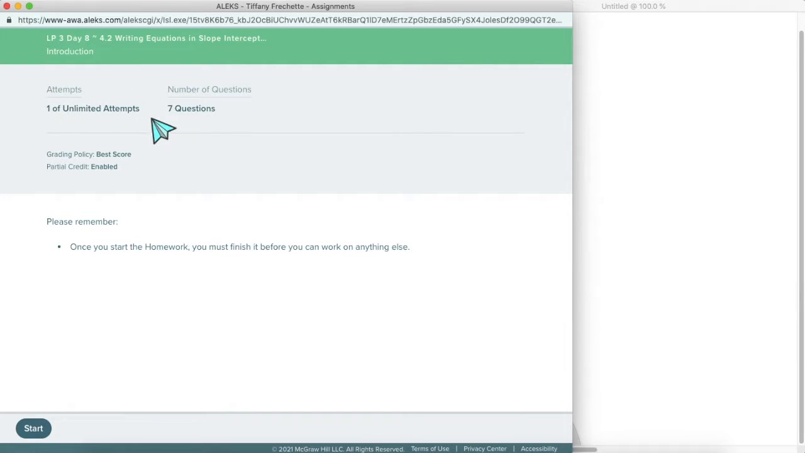That means I can submit this assignment as many times as I would like. It doesn't take away any of the questions I've answered correctly. It doesn't make me start over or anything like that. I can just keep submitting this assignment over and over again, and we'll go over the submit button in just a moment.